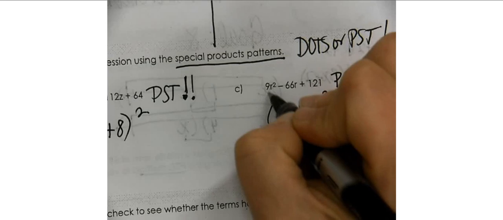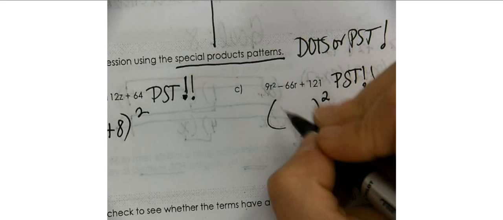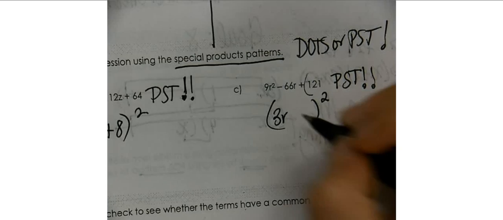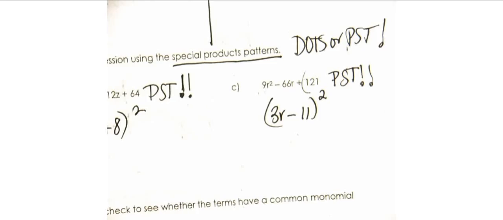Where I'm going to take the square root of 9r squared, that's 3r, and the square root of 121, that's 11. The sign of my middle term is a minus, so I'm going to put a minus in the middle, and there's my answer. We call it a day, that is it. We have our last little section, and then we are finished for this section, I'm sorry, for this section and for this lesson.